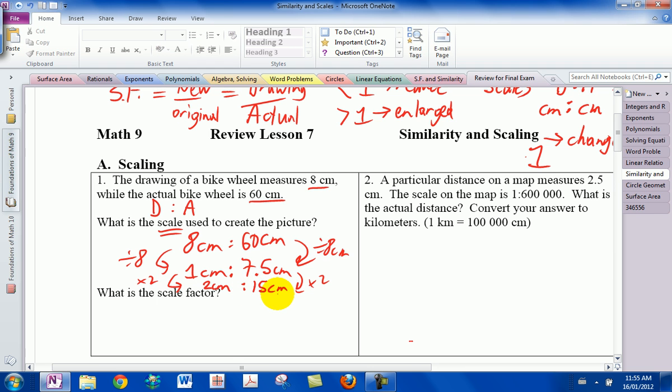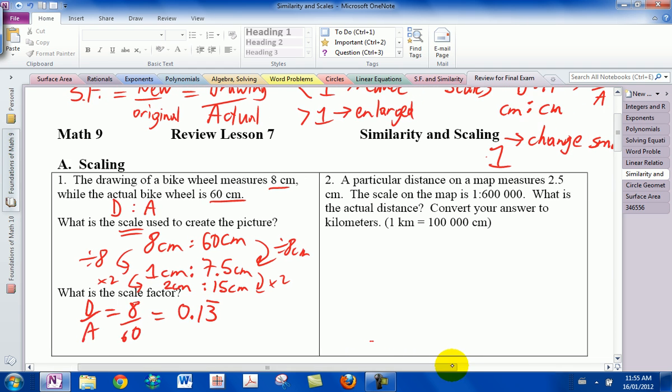Okay. What is the scale factor? Well, that would be diagram over actual. So it would be 8 over 60. And you go 8 divided by 60. That's 0.13 with the 3 repeating. So there's a difference between scale and scale factor. Any questions?